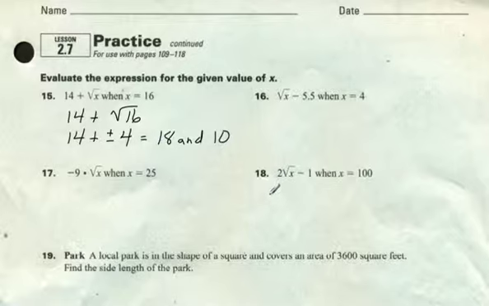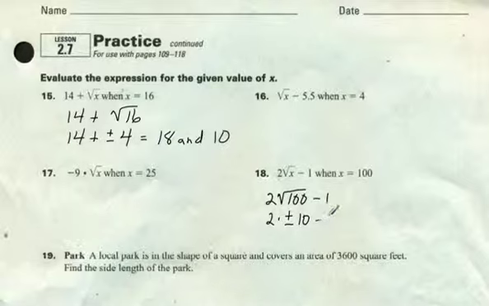Let's do number 18. So I have 2 times the square root of x, which in this case is 100, minus 1. So I have 2 times square root of 100, we know is a positive and a negative 10, and then we're going to subtract 1. So let's go ahead and do our same change switch here. It's like we always do. So I'm left with 2 times a positive 10 is 20, and then 20 plus that negative 1 is 19. Then 2 times a negative 10 is a negative 20, and negative 20 plus negative 1 is negative 21.